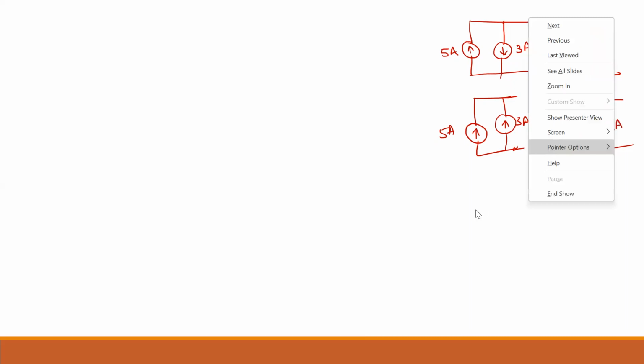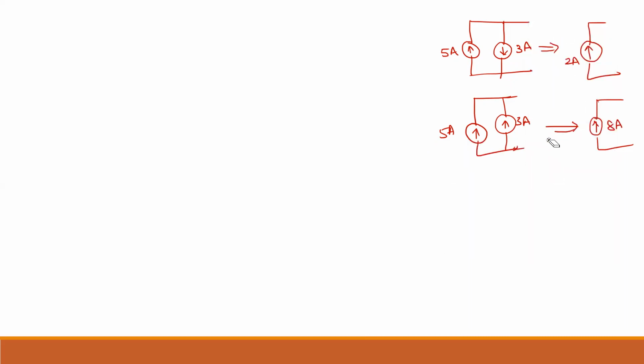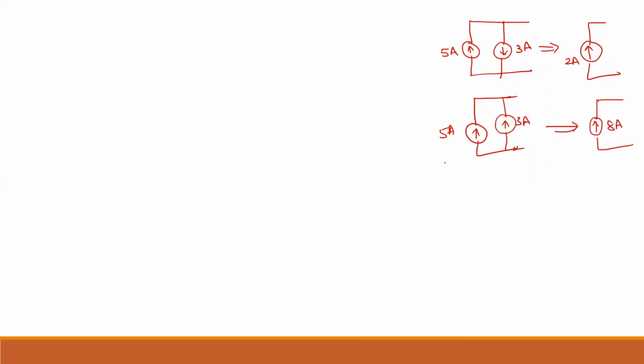Remember that. Now if they are in the same direction, either upward or downward, say 5 ampere and 3 ampere, then you have to add them. So the direction of current will be the same, and you have to write 8 ampere. So this is what you get if current sources are connected in parallel.